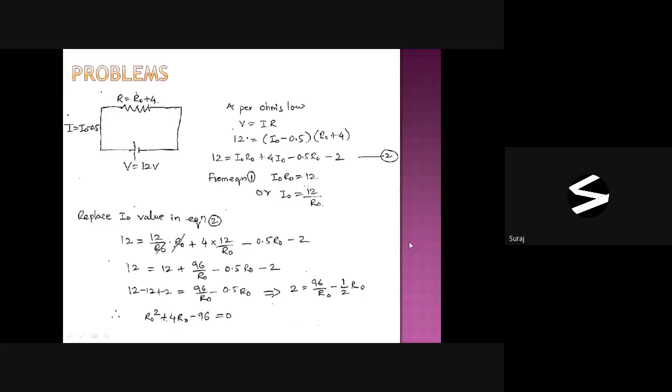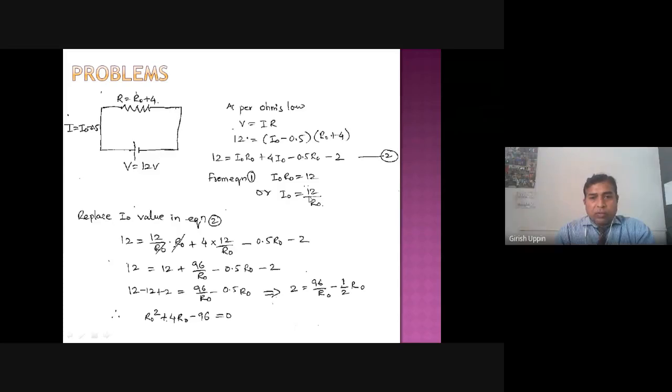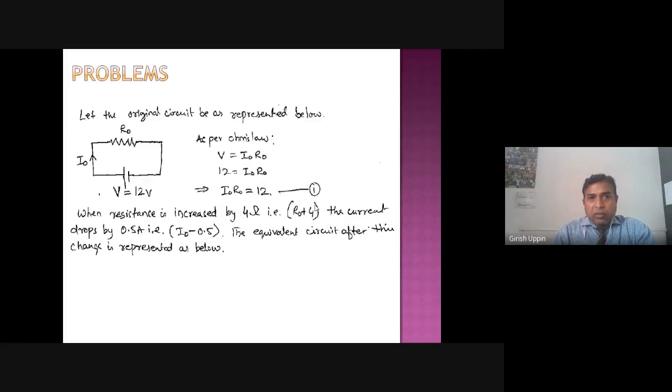I naught is equal to 12 divided by 8, so it comes as 1.5, correct. Now if you want to verify the answer, go to the original. What is R naught here? R naught is 8, right? And what is the I naught you found? 1.5 amperes. What is the voltage? V is equal to I naught into R naught. 8 into 1.5 is 12.